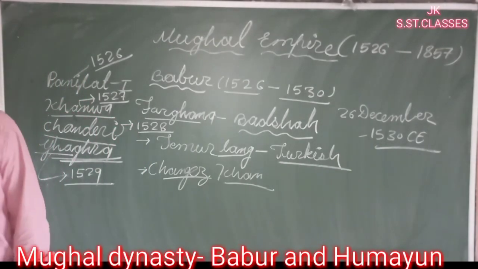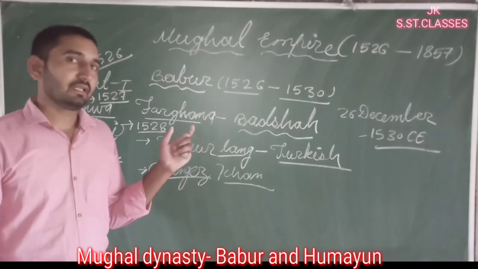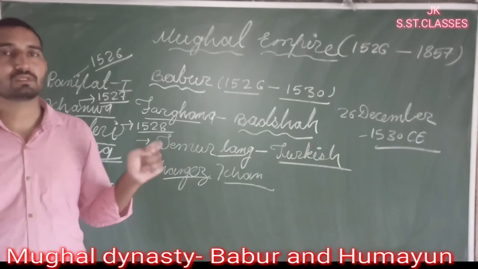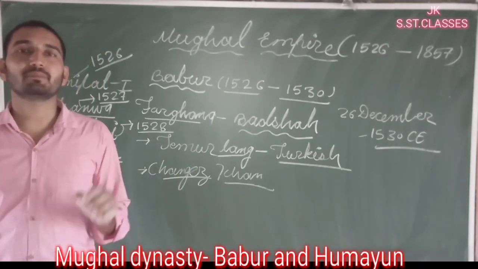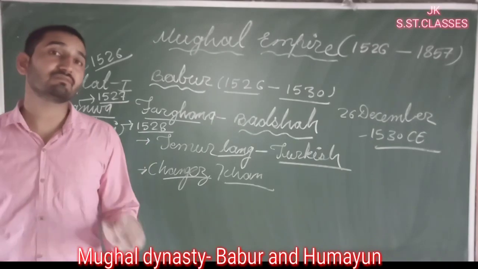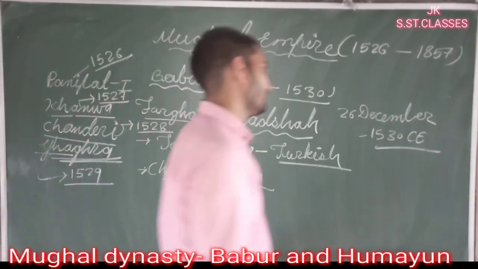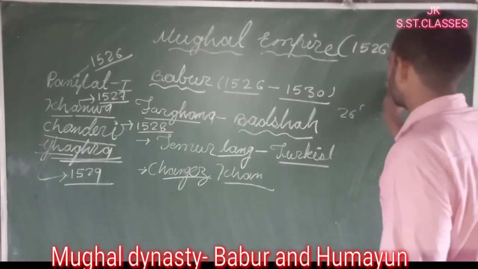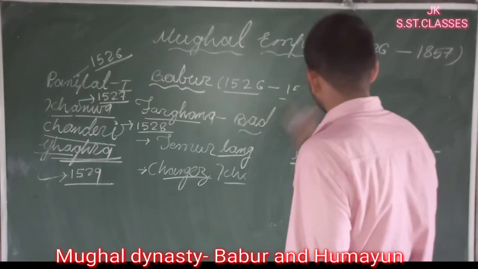In this way, after the death of Babur, the next ruler of the Mughal dynasty was Humayun. We can say that after the death of Babur, his son became the next ruler of the Mughal dynasty, which was Humayun. Okay, so here we are going to discuss the descendant of Babur, the successor of Babur, Humayun.